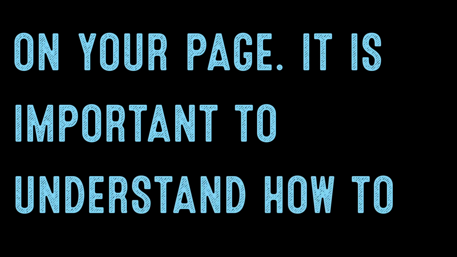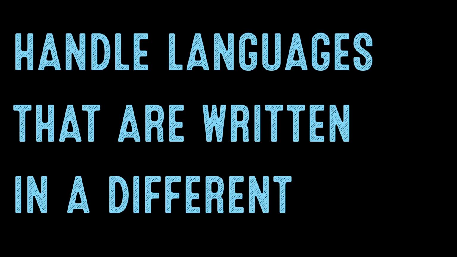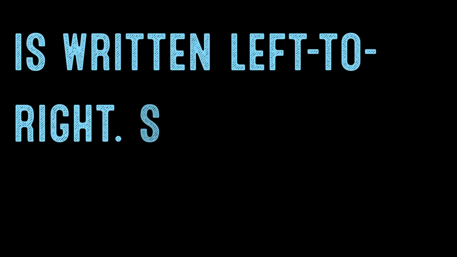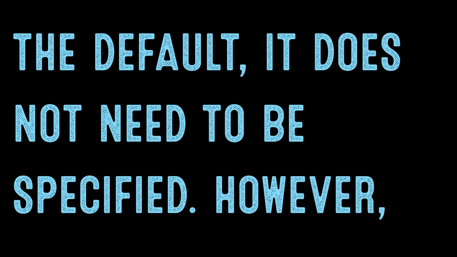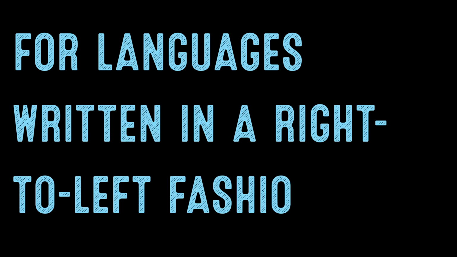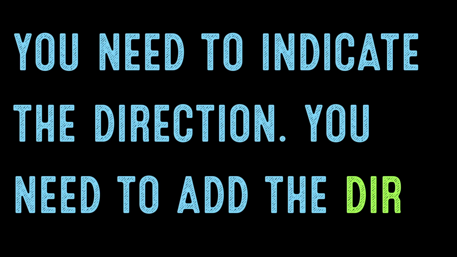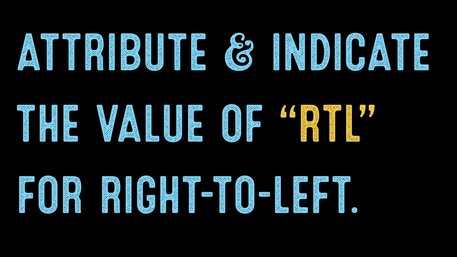It is important to understand how to handle languages that are written in a different direction than your primary language. For example, English is written left to right. Since left to right is considered the default, it does not need to be specified. However, for languages written in a right to left fashion, you need to indicate the direction. You need to add the dir attribute to the HTML element and indicate the value of RTL for right to left. Here is an example. HTML, dir equals "rtl" in quotation marks.